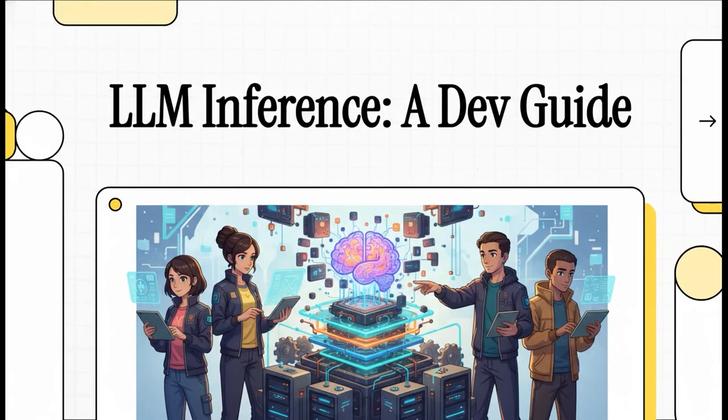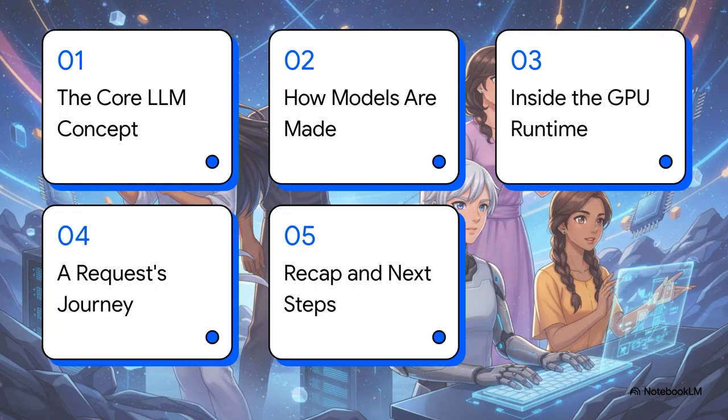We're talking about LLM inference, but specifically from a developer's perspective. We're going straight under the hood to see the machinery that actually powers these incredible models. So here's the game plan. First, we'll nail down the absolute core concept of what an LLM even is. Then we'll touch on how models are made, just enough so we can really understand that crucial difference between training and inference. From there, it's into the deep end, the GPU runtime. We're talking weights, the KV cache, all that good stuff. Then we'll follow a single request on its entire journey through the system, and finally, we'll wrap it all up and see what's coming next.